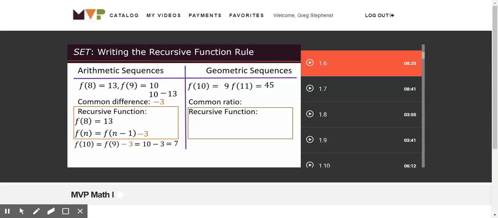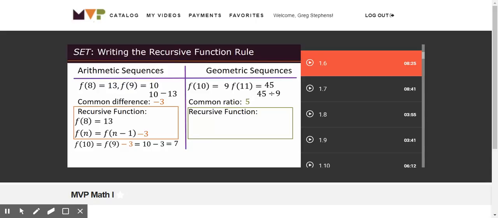Here is another example where two consecutive terms in a geometric sequence are given. You need to find the recursive function. Knowing the function is geometric tells you that you will be multiplying or dividing by a number. This is the common ratio, and you need to find it. Since f(10) and f(11) are consecutive terms, you can divide 45 by 9. The common ratio is 45 over 9, or 5.